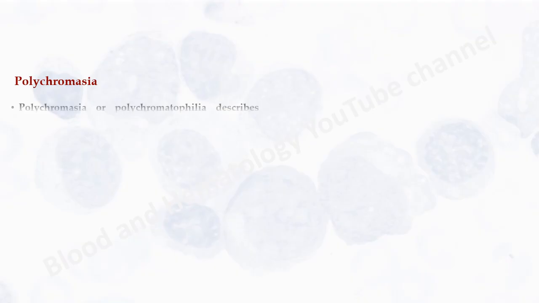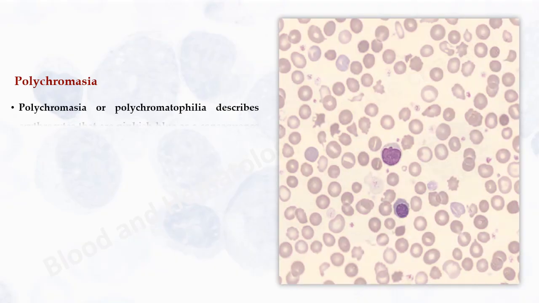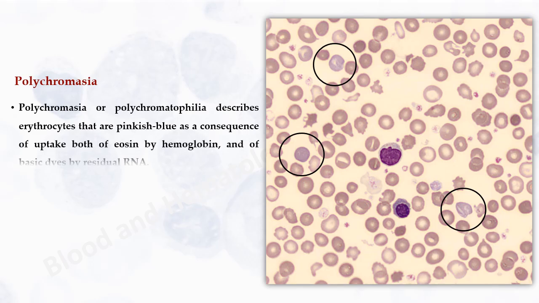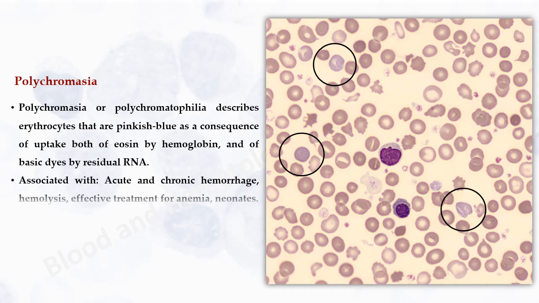Polychromasia or polychromatophilia describes erythrocytes that are pinkish blue as a consequence of uptake both of eosin, by hemoglobin, and of basic dyes, by residual RNA. Polychromasia usually is associated with acute and chronic hemorrhage, hemolysis, effective treatment for anemia, and in neonates.